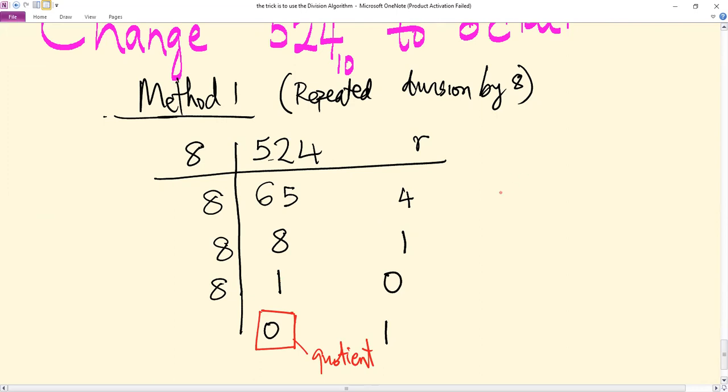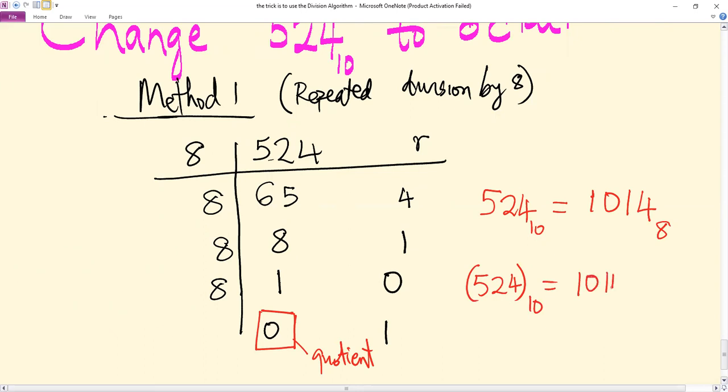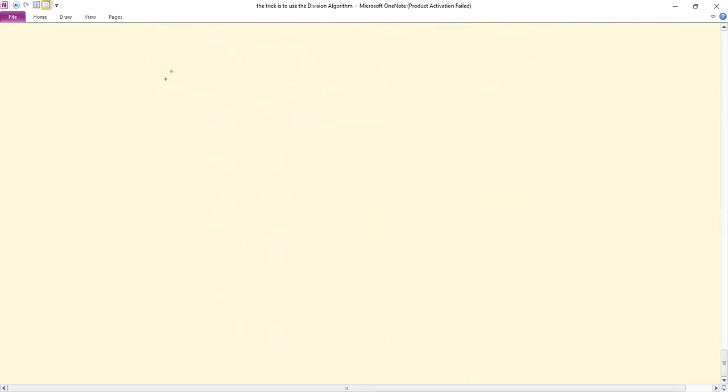And so 524 in base 10 is the same as, writing the remainders in the reverse order, 1014 in base 8. Or you can write 524 base 10 equals 1014 base 8. Or method 2, the division algorithm.